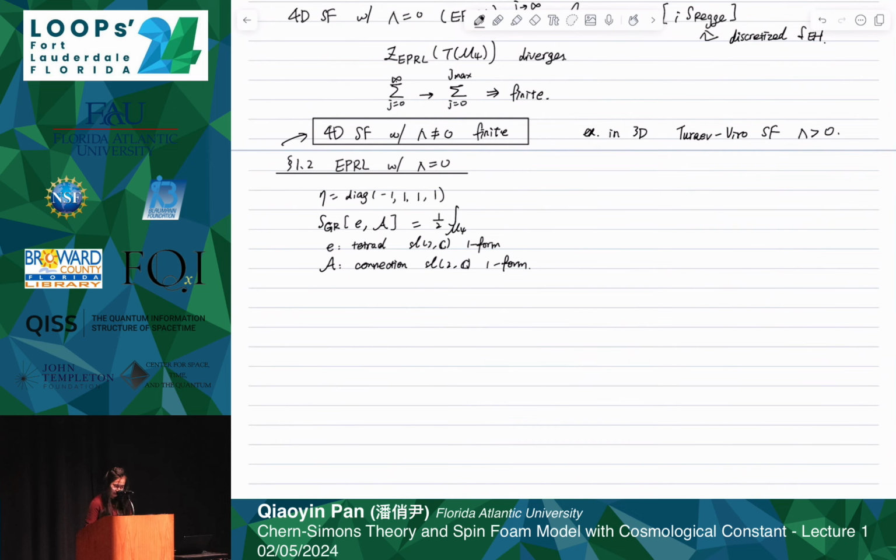And I have 1/2 here, and epsilon ijkl, e^i wedge e^j wedge the curvature, which is a function of the connection. And here ijkl are Lie algebra indices. And I have 1/2 in front because I've taken 8 pi G equals 1. And we know that the equation of motion of this action is not changed if I just add a Holst term. Then it gives us the Holst action, which is also a function of E and A.